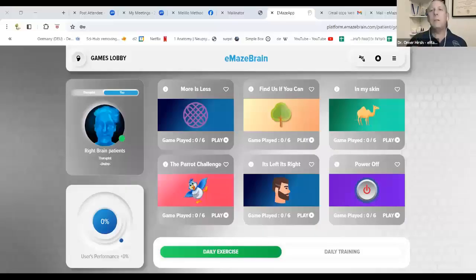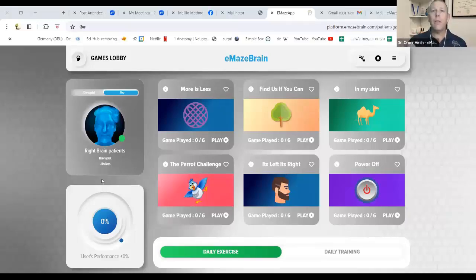And we can use it again at home or in the office. So let me show you for a second what the patient sees. Let me share my screen so you can see it. Whenever I have someone in the office who has a right brain deficit, I can just pull up this. You can all see the games, right?